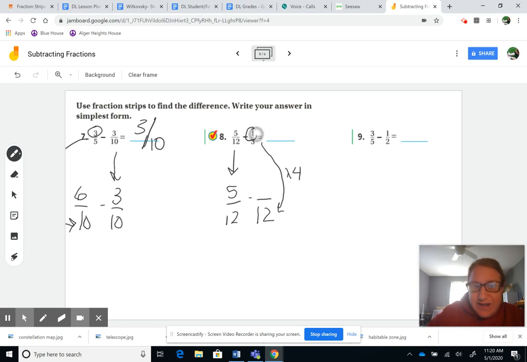We're going to do the same thing to the 1. 1 times 4 is 4. And now we can subtract 5 minus 4 is 1. And our denominator slides over, so our answer is 1/12.